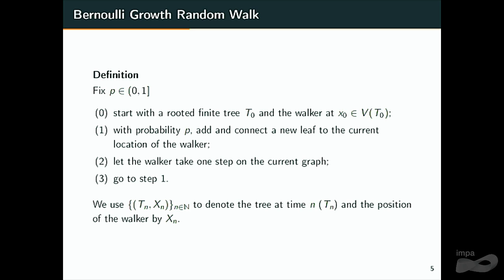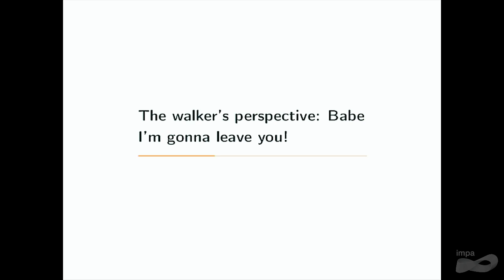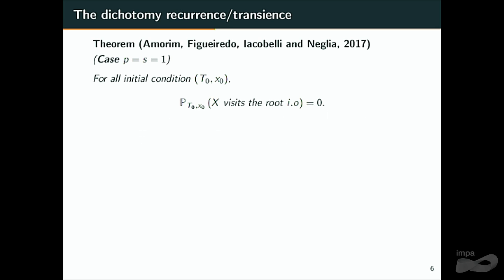Fine. We use this notation to denote the process. Here is a random tree, and here is the position of the walker on the tree Tn. As I said, we are interested in questions from the walker's perspective. We'd like to see this model as a model of a random walk. One of the natural questions you can ask is about recurrence and transience. For the first case, p equals 1 is the same as the model with S steps, where S equals 1. Amorim, Figueiredo, Jacobelli, and Neglia proved that for all initial conditions T0 and X0, this process is actually transient.